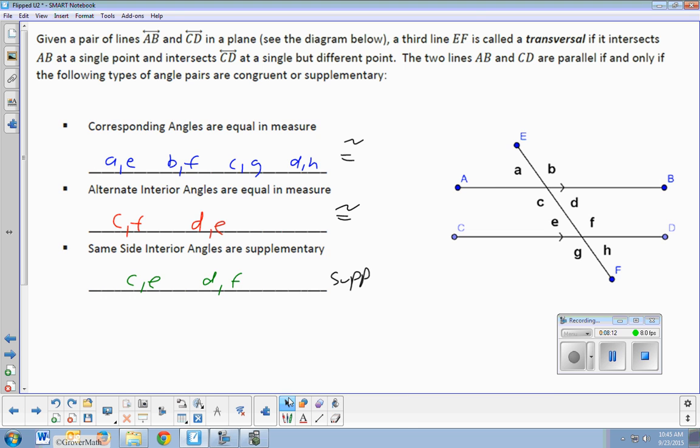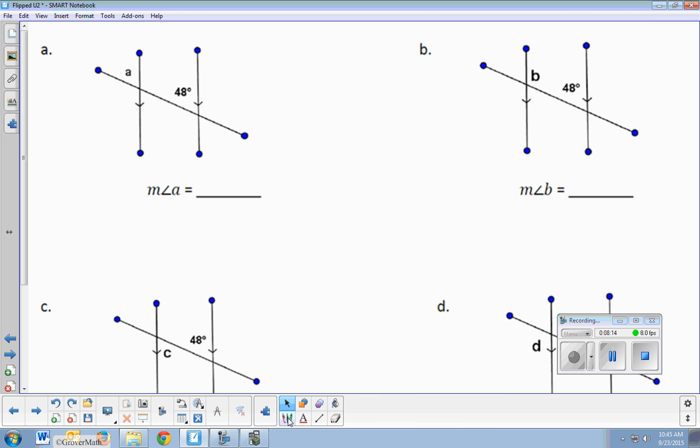All right, let's try a couple quick problems. All right, what's the measure of the angle here? So this is a corresponding relationship, so they are congruent. So angle A would be 48 degrees. This is same side interior, so that's a supplementary relationship. They add to 180, so that's got to be 132, because 132 plus 48 equals 180.